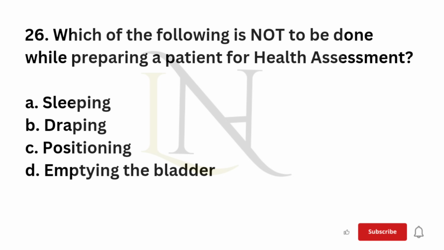Next MCQ. Which of the following is not to be done while preparing a patient for health assessment? Option A, sleeping; option B, draping; option C, positioning; option D, emptying the bladder. Correct answer, option A, sleeping. While preparing a patient for health assessment, we will perform draping, positioning and emptying the bladder. In this question they are asking what is not to be done, so the answer is sleeping.